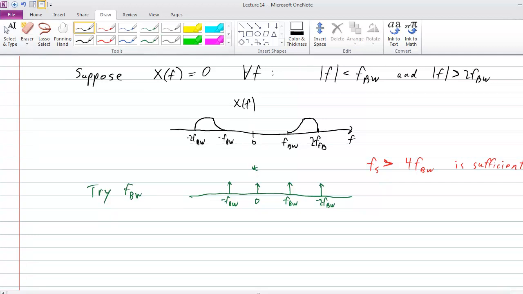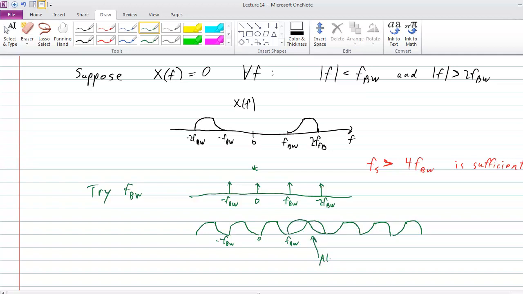And what we would get if we did that was, we would get our original thing, like this. And we'd get another copy of this whole thing shifted over by FBW. There's 0, there's minus FBW, and so forth. But we have to keep making copies, so we do another copy here. But the problem is, now when we make this next copy, we get this. Okay, so we're going to end up with some aliasing here.